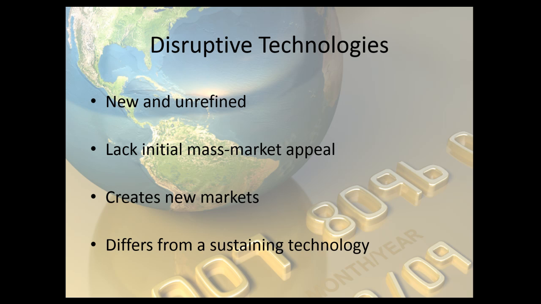Disruptive technologies also create new markets. Think of it this way. If you were required to describe what an iPhone is to somebody who's never seen an iPhone before and all they knew was just a phone, how would you describe it? Well, because it creates a new market, sometimes there's an issue describing this.